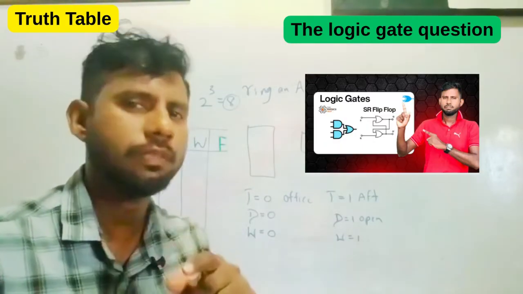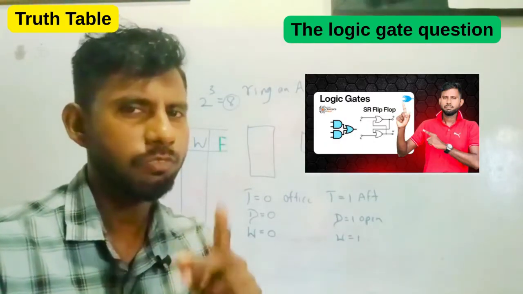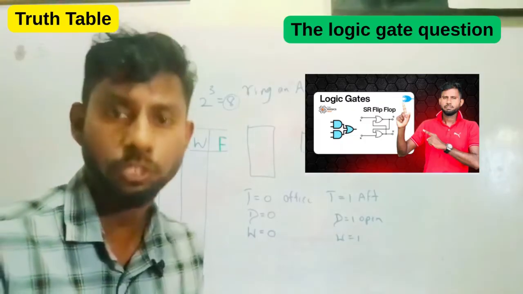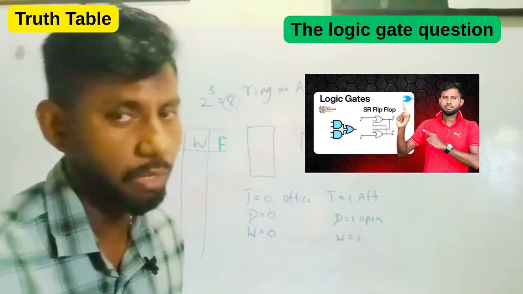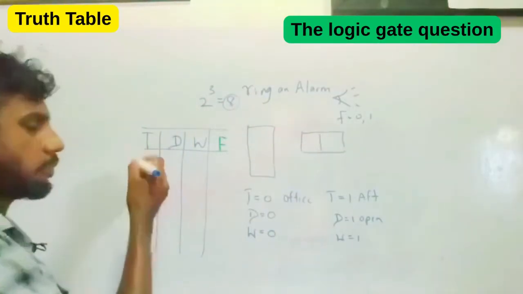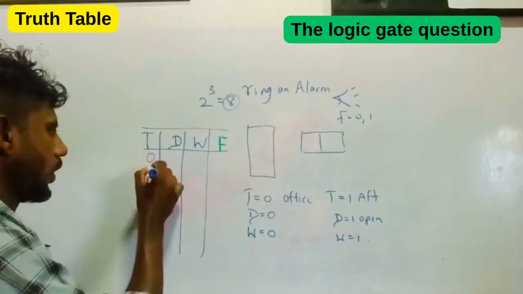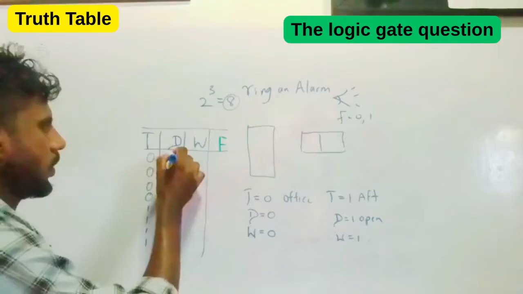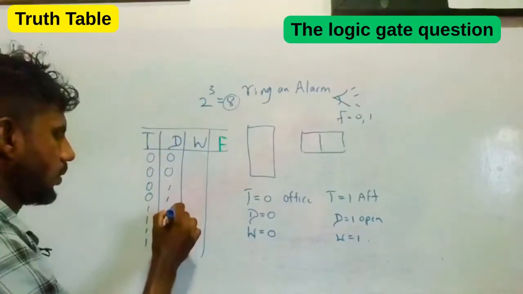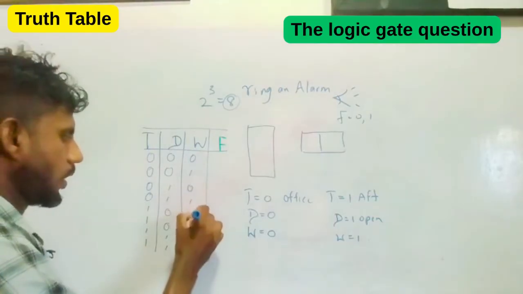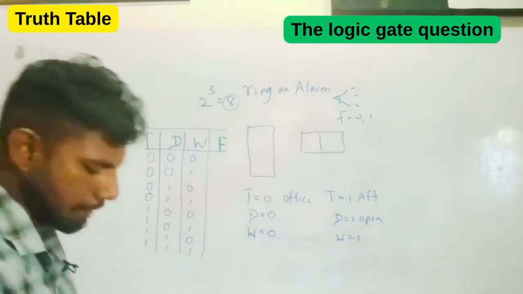I have done a video on this. You must have watched it in the Logic Gates, SR Flip-Flop and Logic Gates video. If you haven't watched it, it's always better to go and watch it, right? Not now. Let's get into the question. So 8 combinations we have. So how do you write it? 0, 0, 0, 0, 1, 1, 1, 1. 0, 0, 1, 1, 0, 0, 1, 1. 0, 1, 0, 1, 0, 1, 0, 1, right?